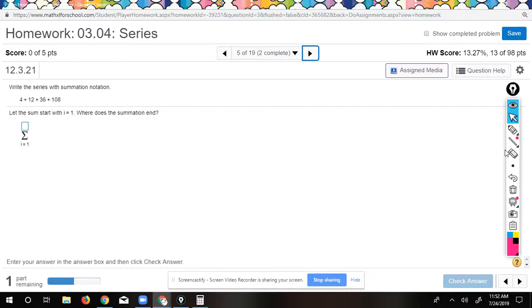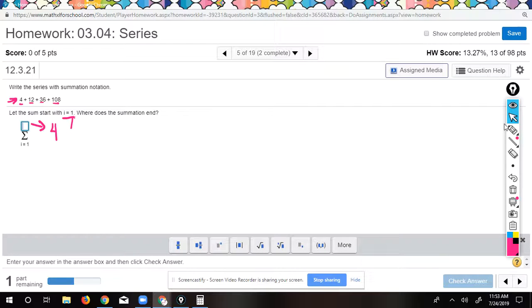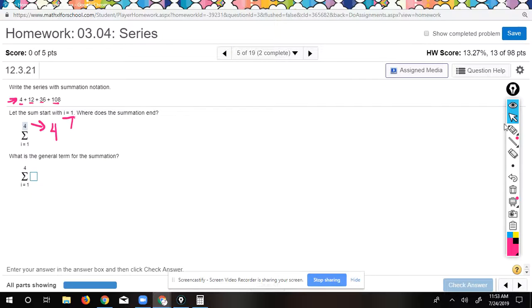Okay, so now they want us to create a series, okay? Let the sum start at 1. Where does the summation end? So what's weird is this talks about position. This means you plugged in 1, and if this is the resulting series, that means you ended up with 4. So there are 4 terms in the series, so that means that this ending number has to be 4. So we're plugging in 4. Yay!